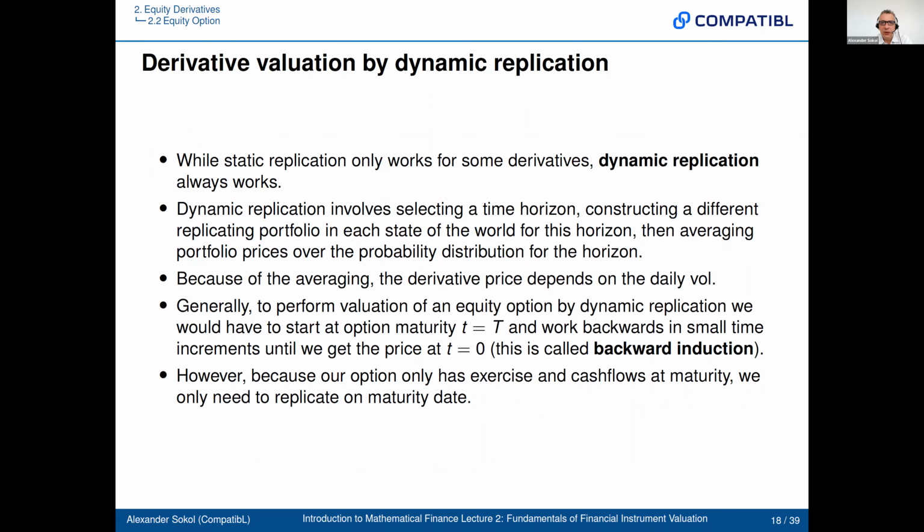But still, any derivative instrument is a contract between two parties, and it's a zero-sum contract. So if the derivative price for one party is X, the derivative price for the other party is minus X. So if you're the investment fund, you can also do it from the bank side. Just don't forget to put minus in front. All right. So because our option only has exercise cash flows at maturity, we only need to replicate the maturity date.